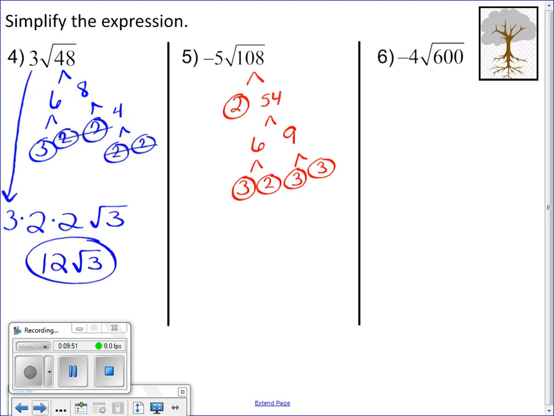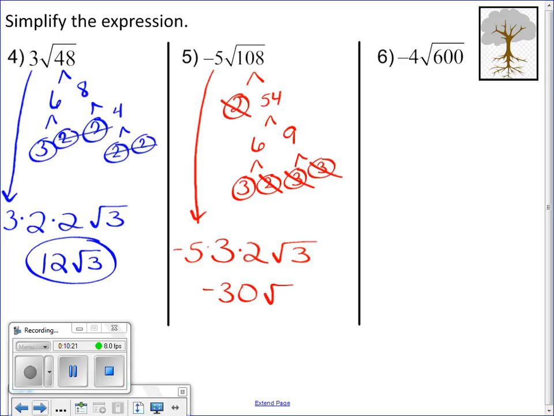All right. Pairs. Pair of 3s. Pair of twos, they don't have to be right next to each other. I got two of them now. Singles. Put that single 3, he goes under the radical. And don't forget, you got that mean friend waiting out front. It's kind of negative. Comes down. Negative 5 times 3 times 2. Negative 30 radical 3. Good. Good, good.